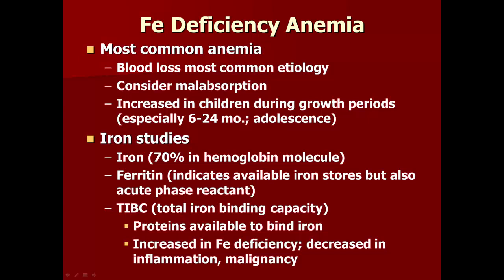So the total iron binding, if someone has an iron deficiency anemia, they would have a low iron level. Presuming they are not inflammatory, they would have a low ferritin level, and they would have a high iron binding capacity.